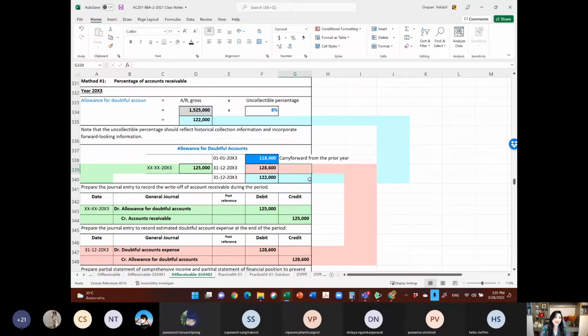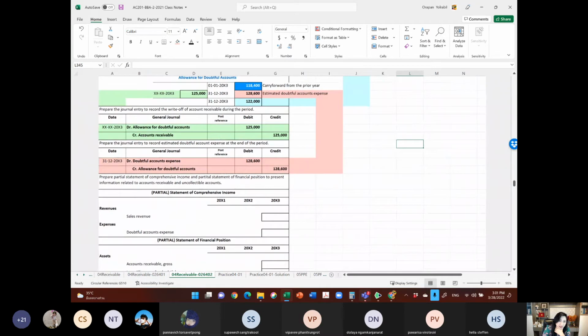This number is actually the estimated doubtful account expense. Okay? So for this 128,600, it is estimated. All right. So for this one, okay, this is estimated doubtful accounts expense or estimated credit loss. Okay.